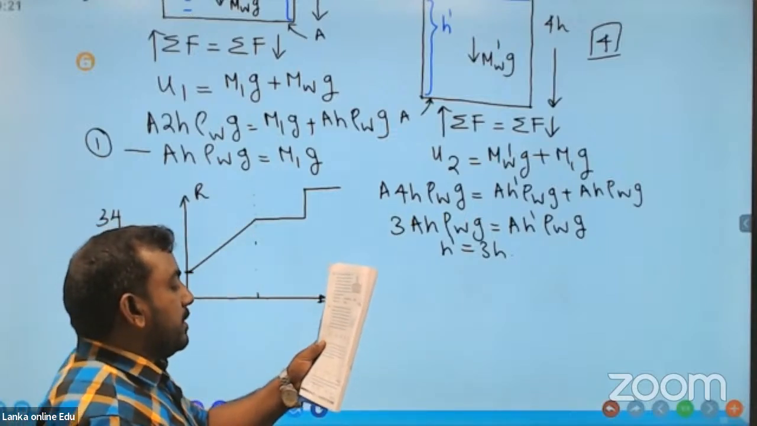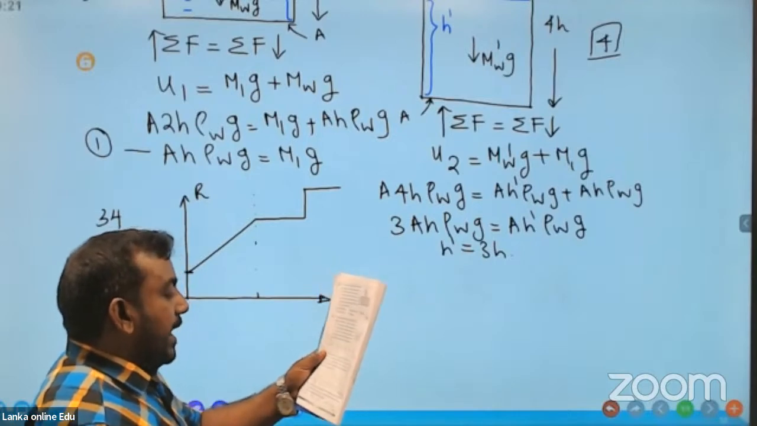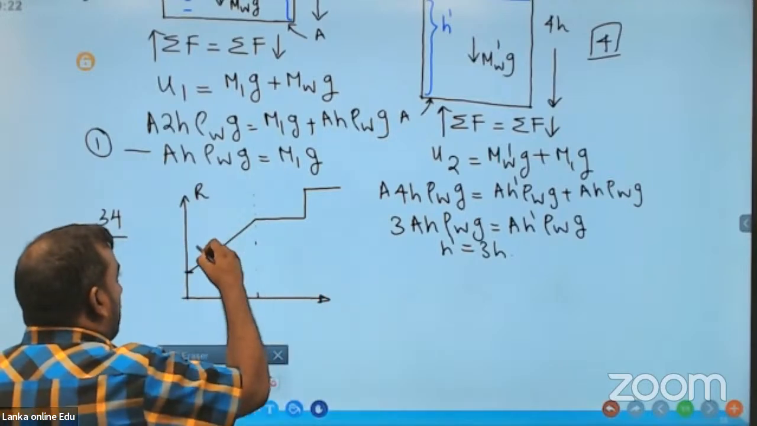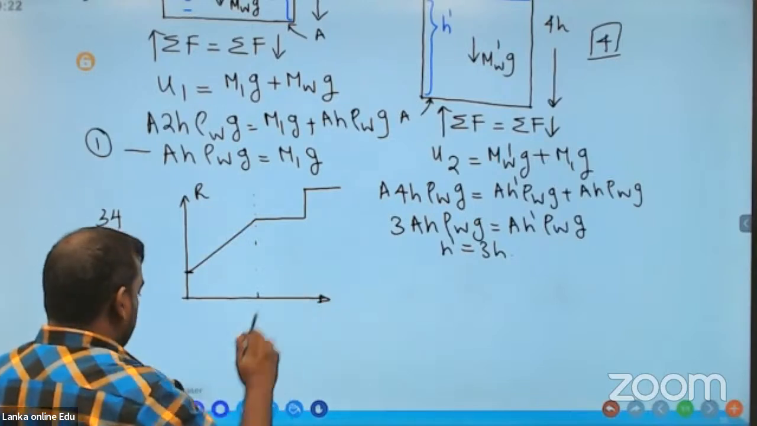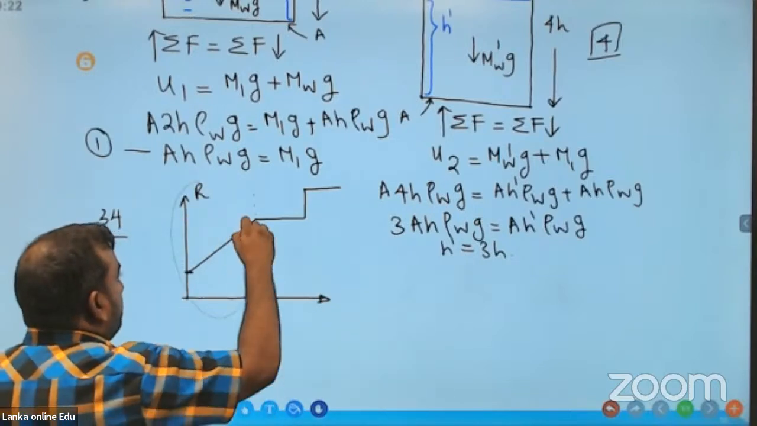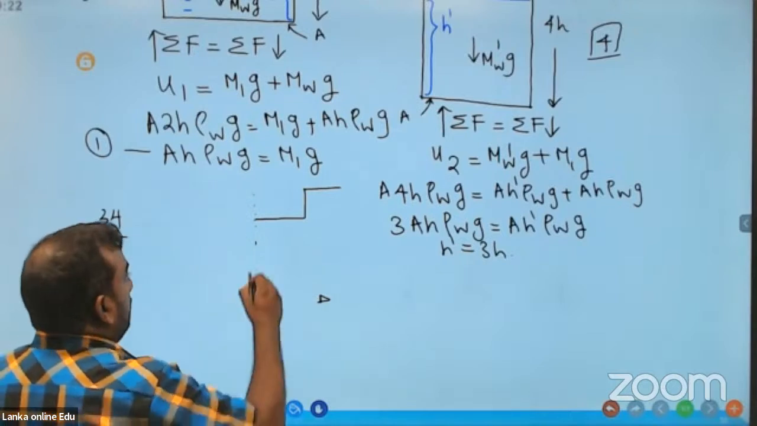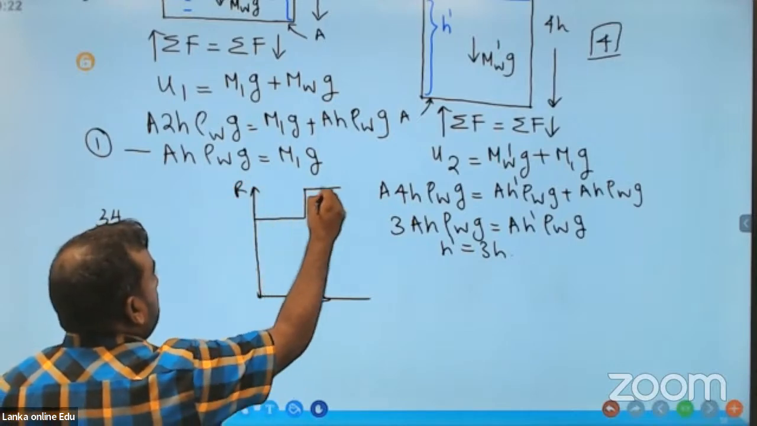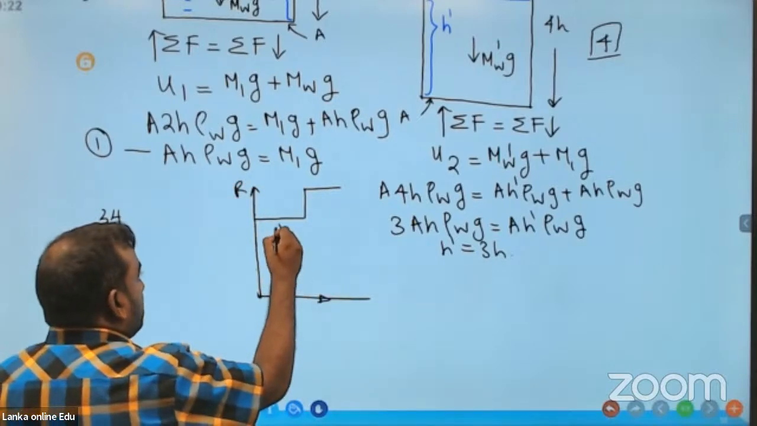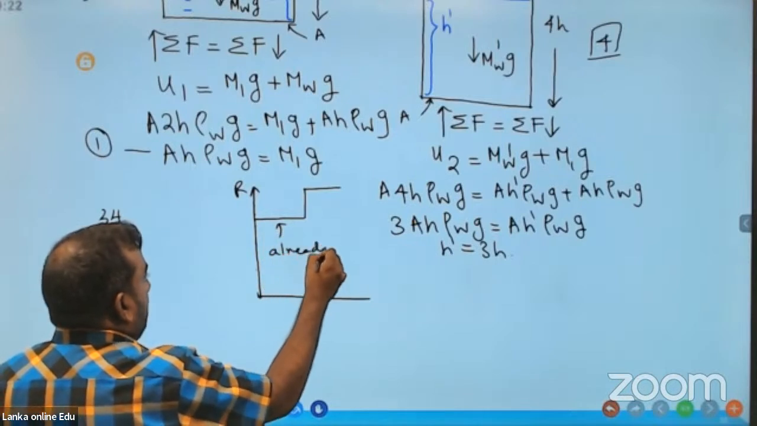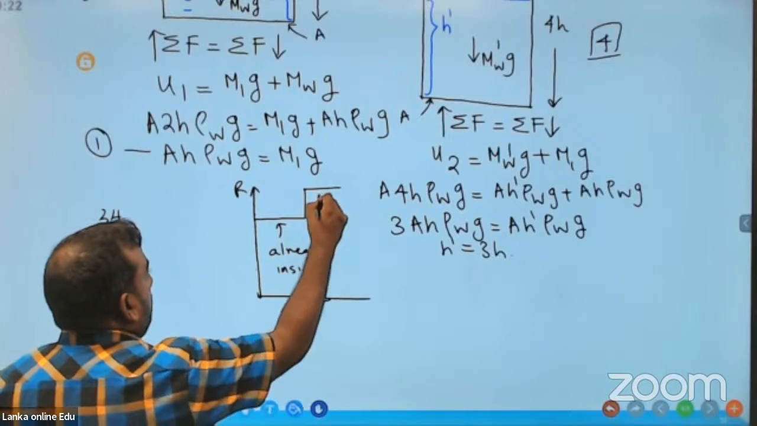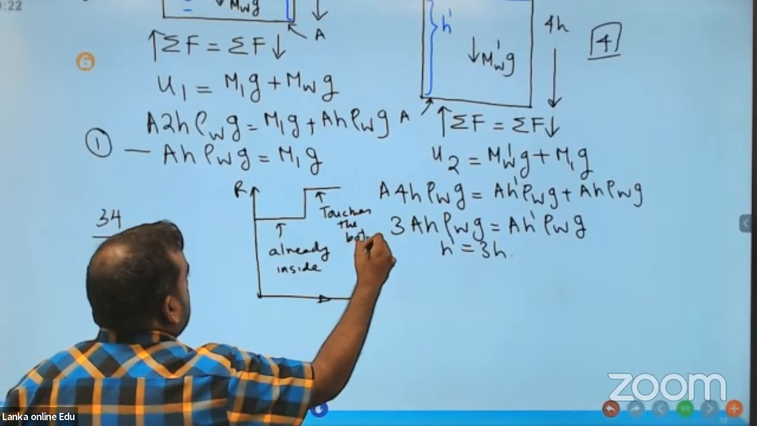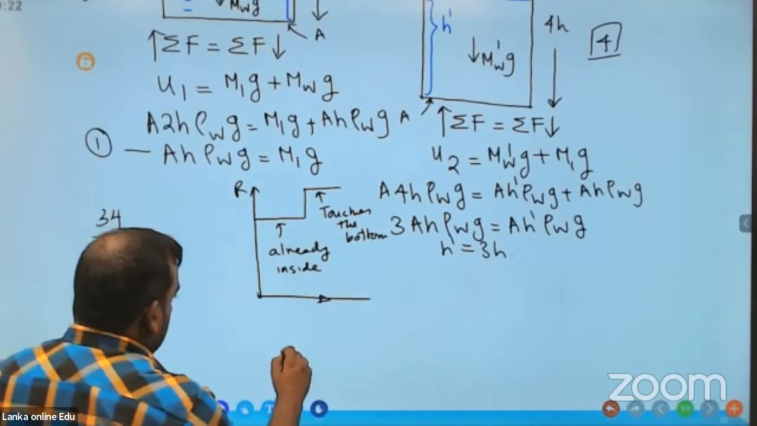Now what are they told in the problem? Object is hanged, submerged inside the surface. So inside the surface means this part is already done and finished. So what you have is from here. From here reading is constant. When it touches the bottom, it will increase. So already inside, constant value. Touches the bottom, reading will increase. From this, your correct answer is answer number 1.